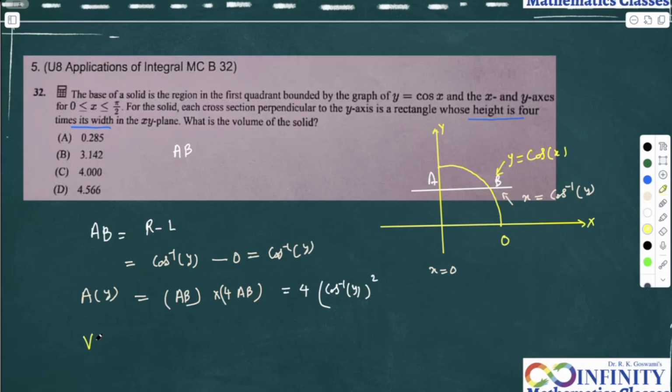Now I need the volume there. Please try to help me with the volume. This is going to be integration from the value starting from 0 and going up to 1 there. Am I right? This is going to be the range of y for you.